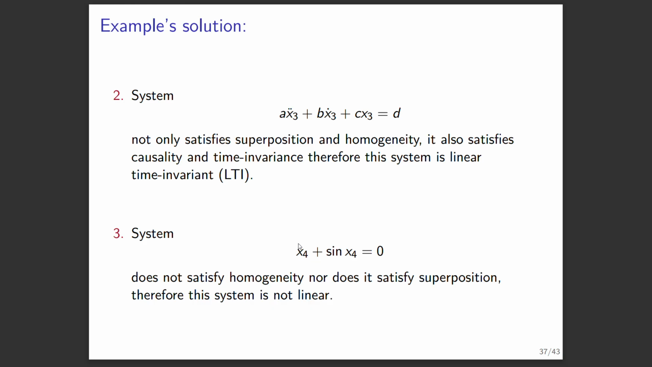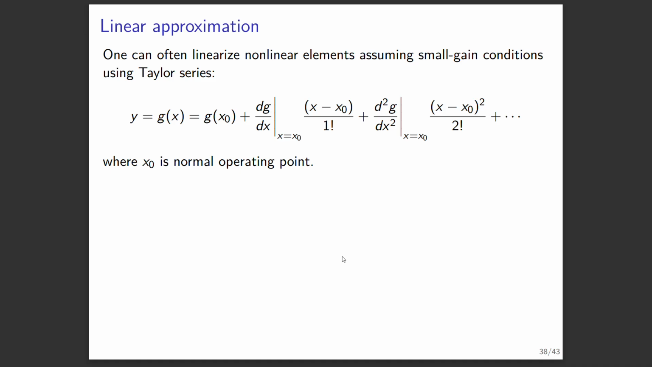This system is not linear because it has a sine in it. So if I try to scale x4, if I write 2 times x4 inside, it's going to be sine of 2x4, which I can't bring the 2 out of. I can't write 2 times sine of x4. So it's not scalable, and it's not homogeneous, and it's not describing a linear system.